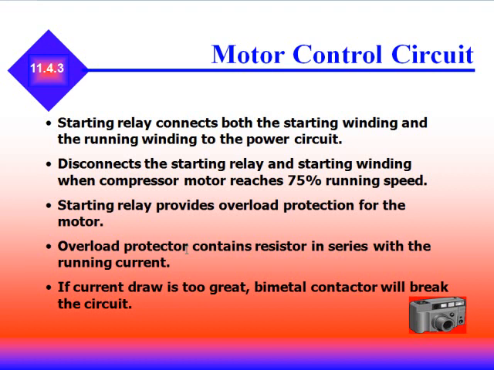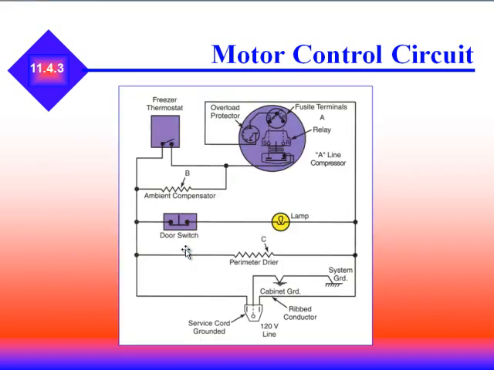On the motor controls, there's a starting relay that connects both the start winding and the run winding to the power circuit. It disconnects the starting winding when the compressor motor reaches 75% of its running speed. The starting relay provides overload protection for the entire motor as well. The overload protector contains a resistor in series with the running current. If the current draw is too great, the bimetal contact will break the circuit. This is an example of the motor control. The thermostat comes in, sends power to the starting relay, which causes both the start and the run winding to get powered until the start winding drops out at 75% of the running speed.